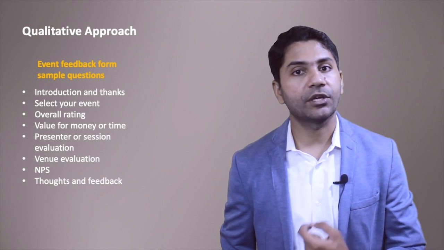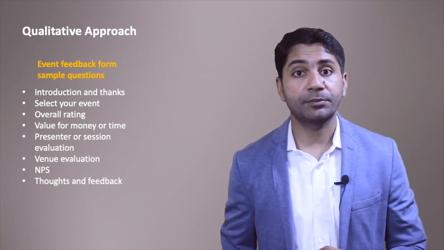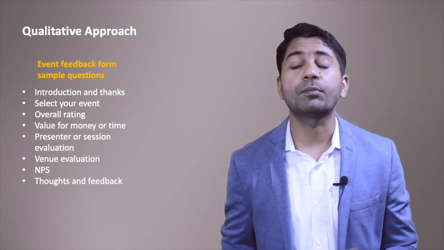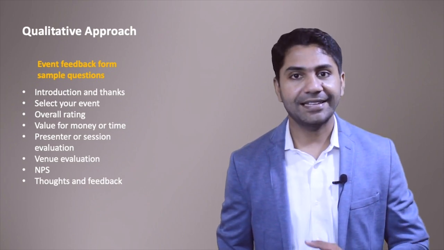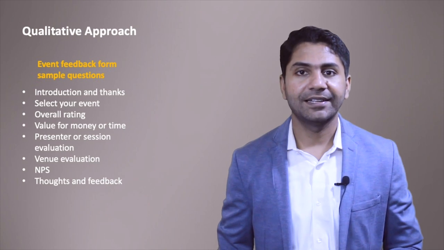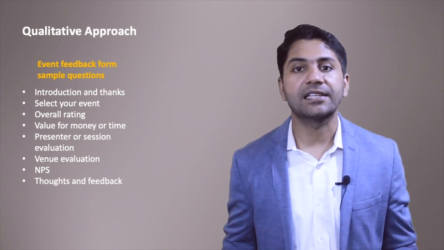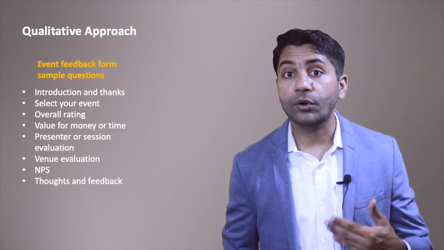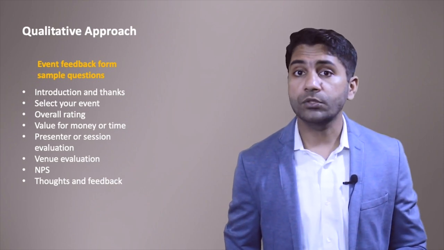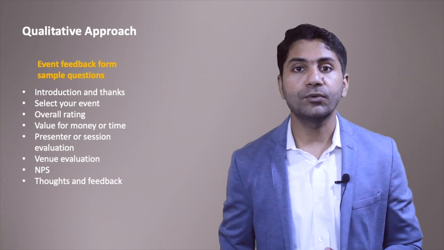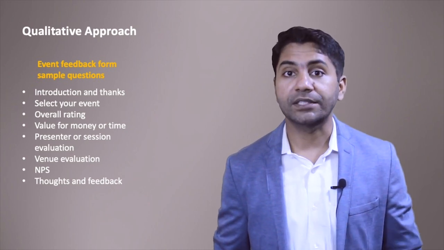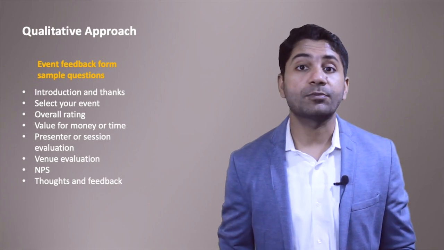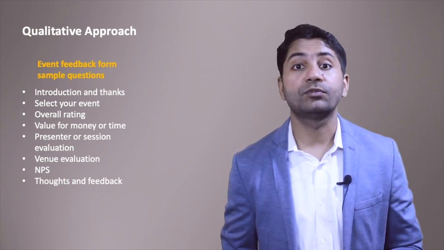Next is select your event. If you are sending multiple event feedback forms, you may wish to segment the answers by event. Next is overall rating. This is where you can ask a series of questions that will determine how the attendee found your event overall. Most event feedback forms will use a rating or a scoring system like a 1 to 10 to make this as easy as possible for the visitor to fill in.